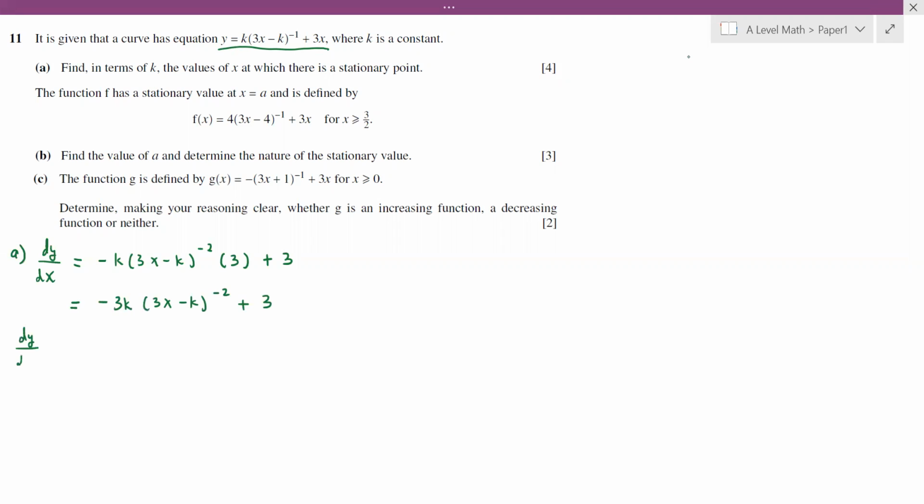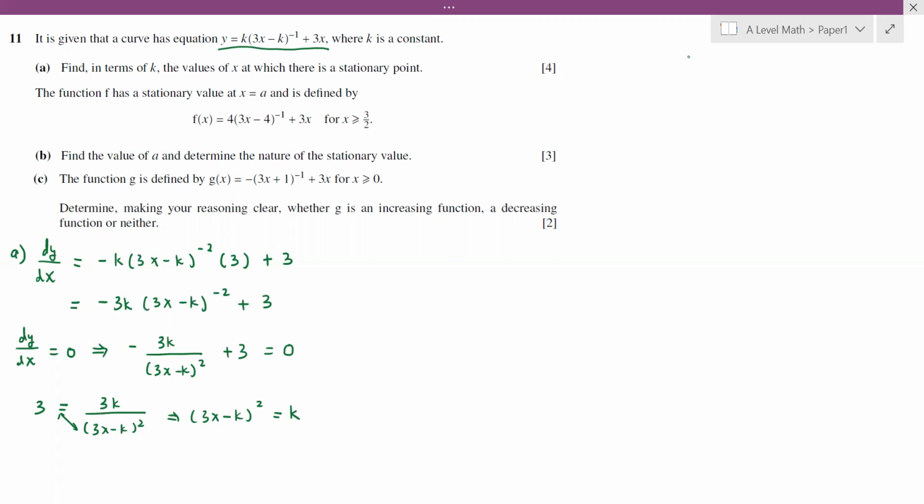Stationary point occurs when dy/dx is 0. Setting dy/dx to 0, we have negative 3k over (3x minus k) squared, plus 3, is 0. Rearranging, we have 3 equals 3k over (3x minus k) squared. Now these two can switch place so that (3x minus k) squared equals 3k over 3, which is k.